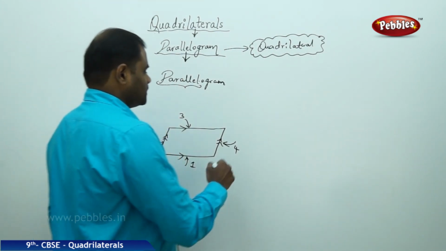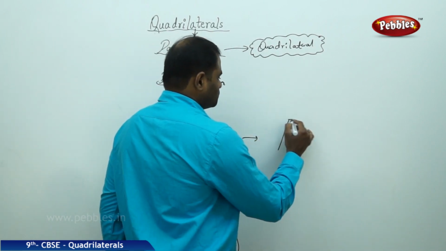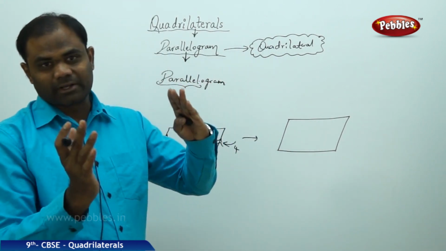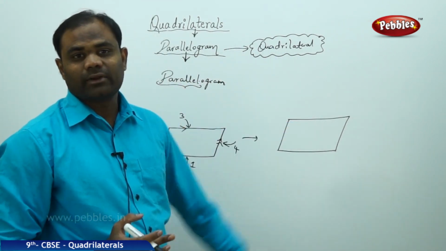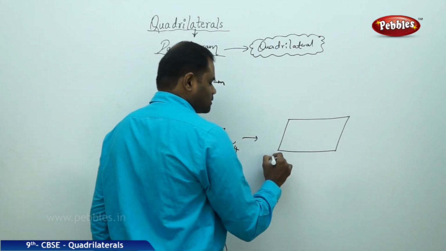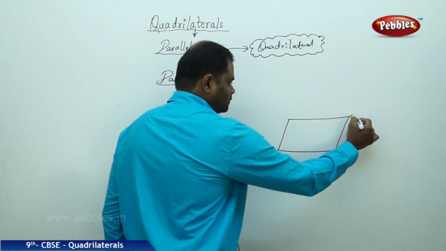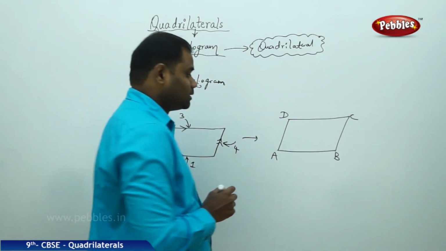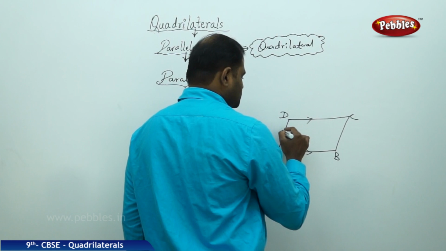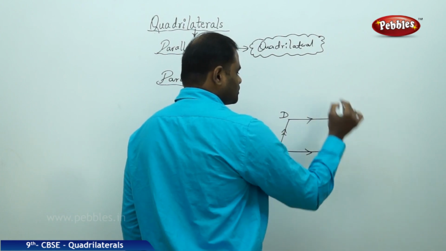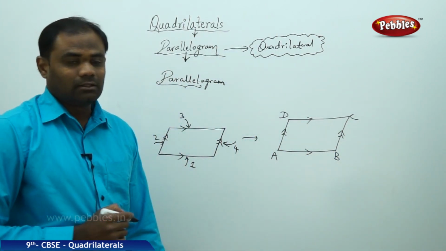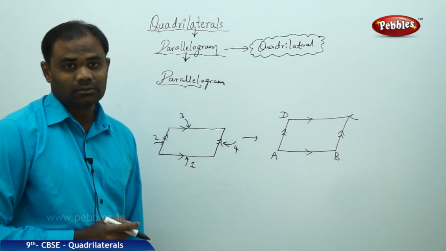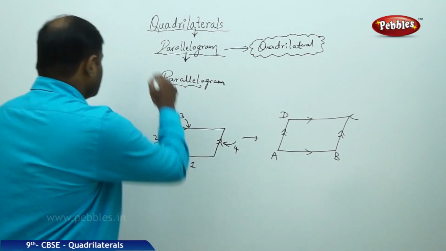So here I understand parallelogram to be in the shape of a rectangle, a sleeping rectangle or a slanting rectangle. In this case, ABCD is a parallelogram such that this is parallel to this, and because they are parallel, I have also noticed that the opposite sides are also equal. Let's see that in brief.